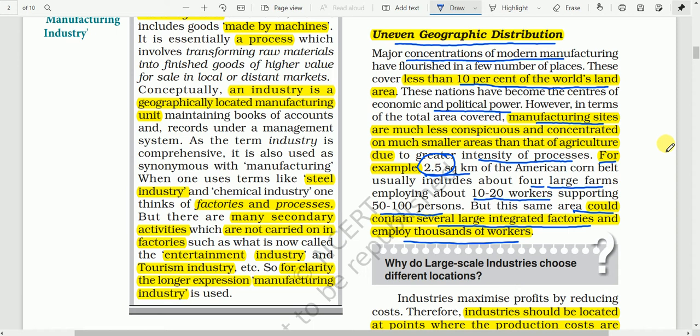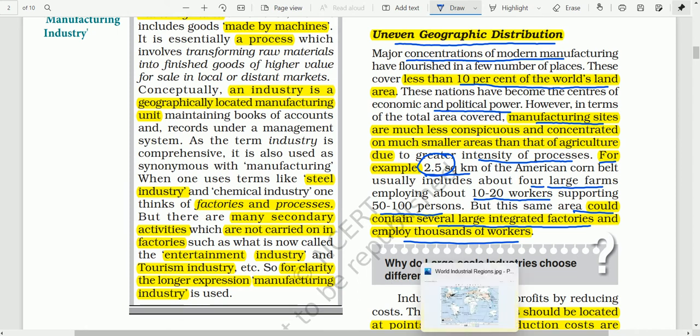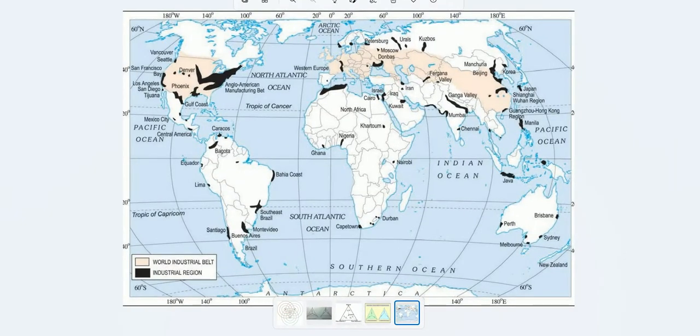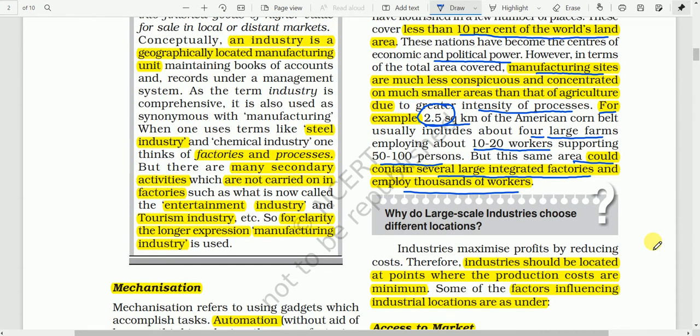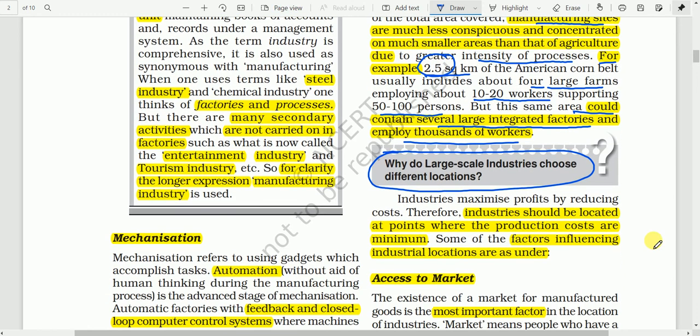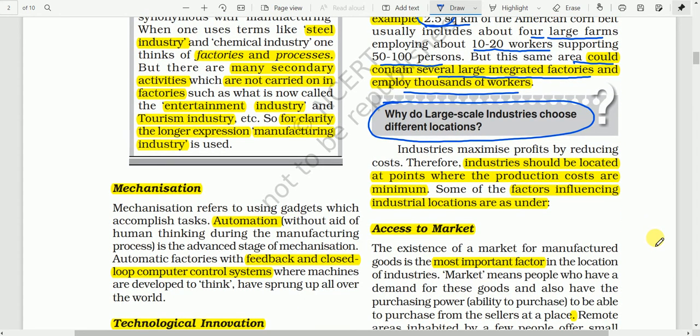From this paragraph and from this diagram, we have learned that industries tend to concentrate in certain places. Then why is it so? Why do large scale industries choose different locations? Why are these large scale industries not uniformly distributed on the surface of the earth? So we have so many factors influencing the industrial locations.